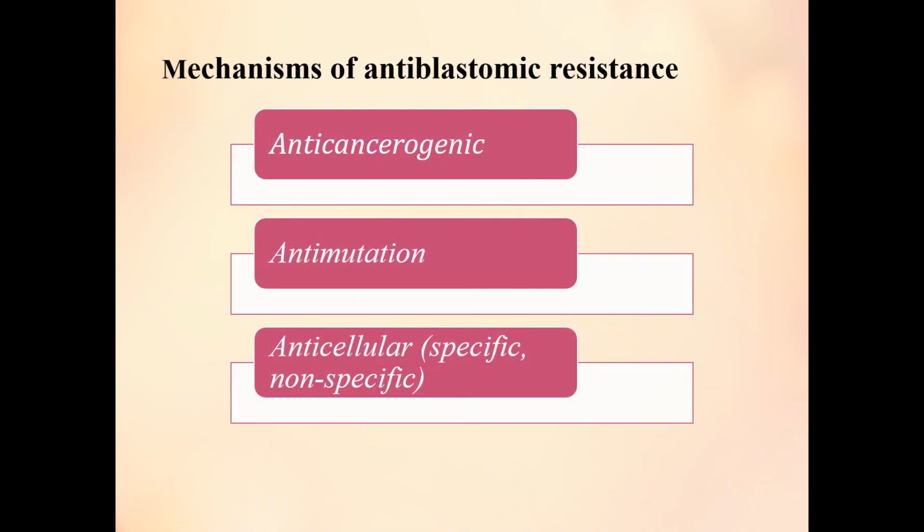The influence of a carcinogenic factor on the body, activation of the oncogenes, and transformation of a normal cell into a tumor cell doesn't always lead to the formation of tumor tissue, a tumor mass. In the formation of the tumor, the weakening of the antiblastomic resistance of the body plays an important role. Anti-cancer or antiblastomic resistance of the body includes the anti-cancerogenic mechanisms, anti-mutation mechanisms, and anticellular mechanisms. The first is the anti-cancerogenic mechanisms.